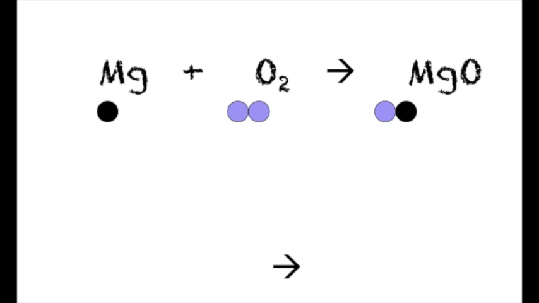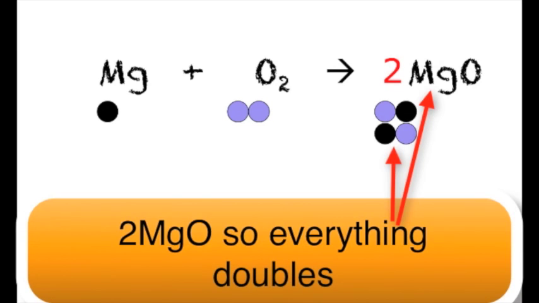Now have a look at this. We've got 1 magnesium atom on this side and 1 on that side. Brilliant. But we've got 2 oxygens on this side and we've got 1 on the other side. So what can we do about it? Let's try doubling the number of oxygens. Now remember, we can't change the formula.